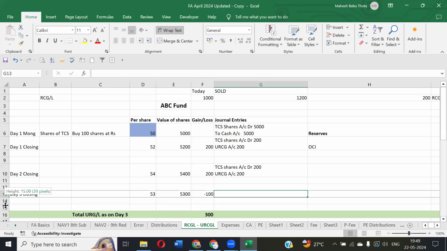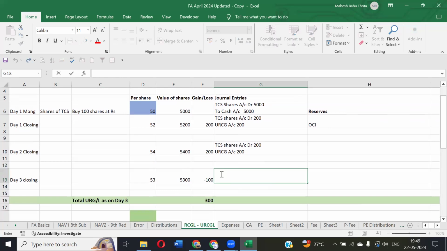So what is the entry for this loss? Unrealized capital loss account 100 rupees, to TCS shares account 100 rupees. Are you guys sure? TCS shares account credited 100. You have to write unrealized capital loss account debit. How much? 100 rupees. Then which account do we have to credit? TCS shares.